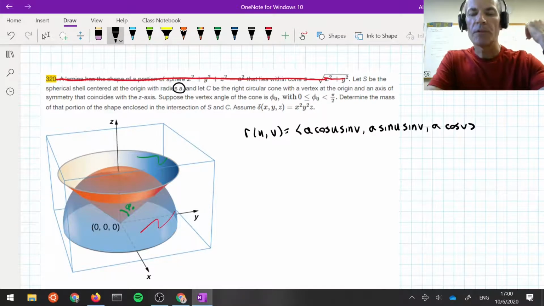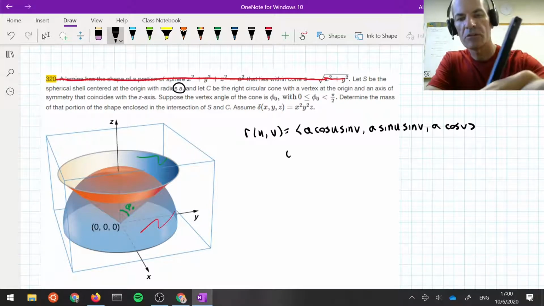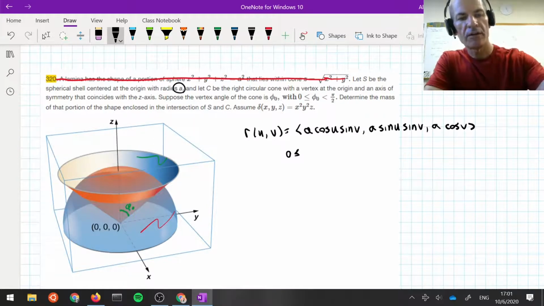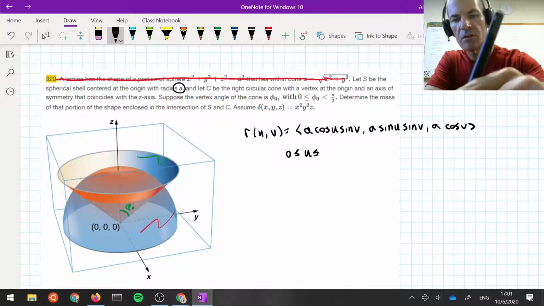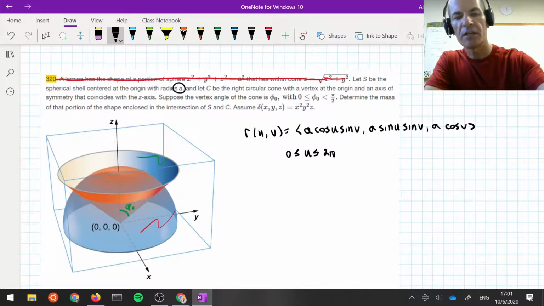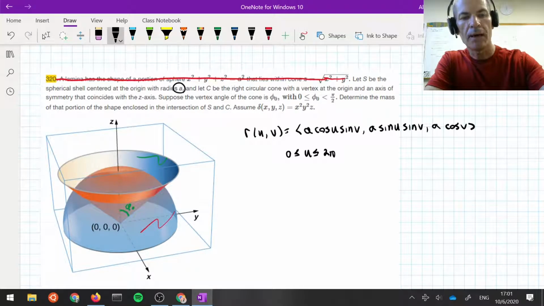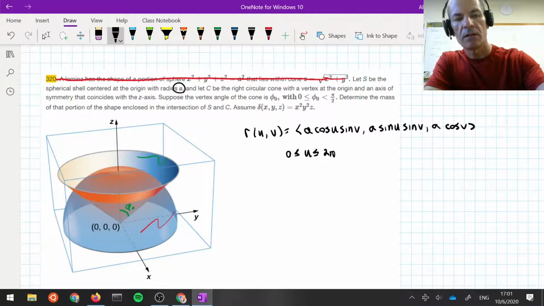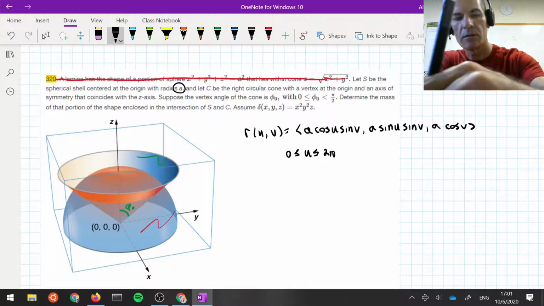Now remember, u is playing the role of theta in the spherical coordinate system, so it's going to range around the entire z-axis. And v is playing the role of phi, and it's going to go from 0, the North Pole, out to the cone, which is the angle phi naught.